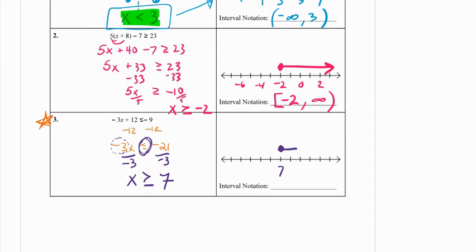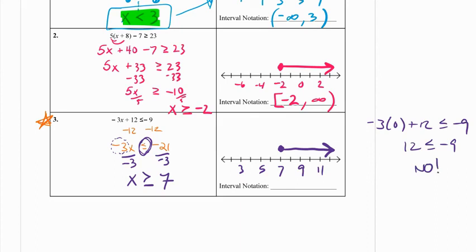So we want a closed circle. We want to pick values of x that are larger, 9, 11, and not the values that are smaller, 5 and 3. It can really help to double check your answers if you plug in a 0, right? If I do a 0 at the beginning, -3 times 0 plus 12 is less than or equal to -9. 12 is not less than or equal to -9. So we know that that shouldn't work, and so 0 should not be shaded. And it's down here in this unshaded region. So we know we shaded the right way.